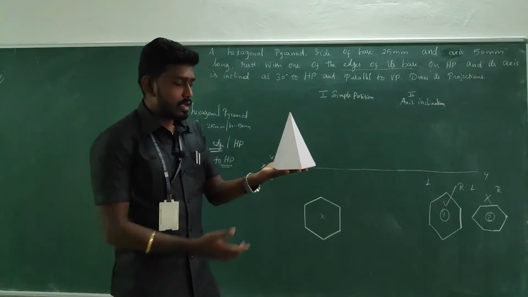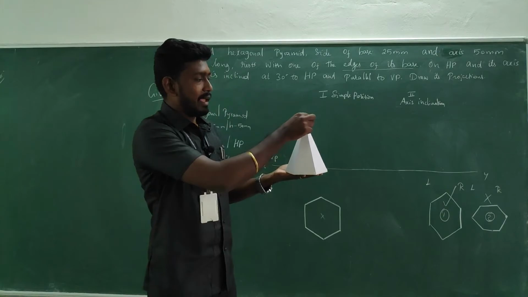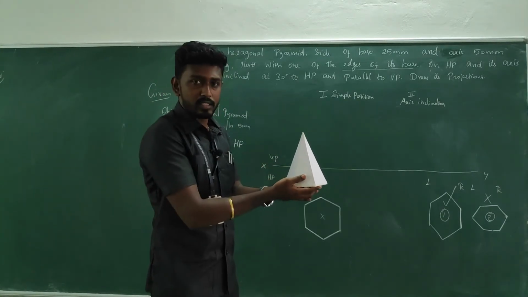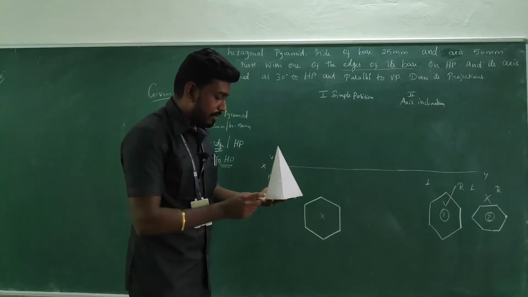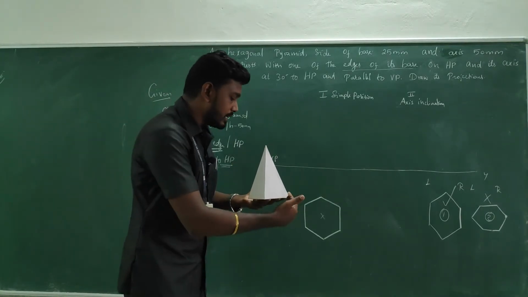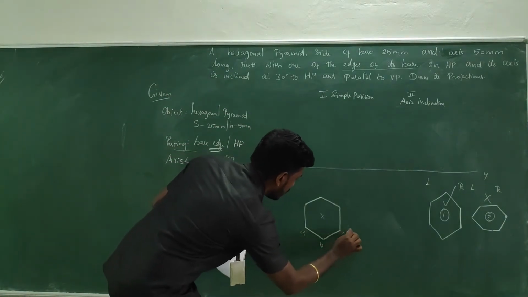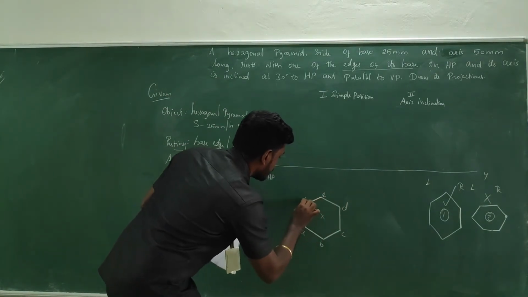This is a pyramid. It has only one base, and the apex, the vertex, is this point. Am I right? Only one base. So what I'm going to do is name this as A, B, C, D, E and F. So this is A, B, C, D, E and this is F.